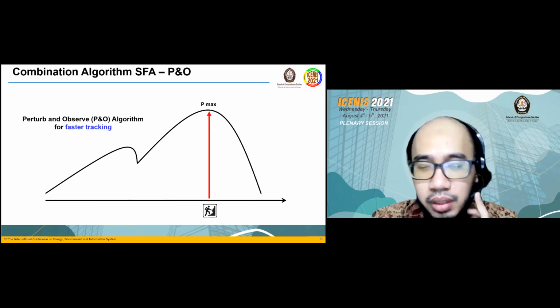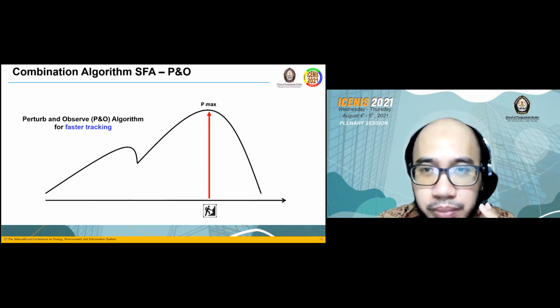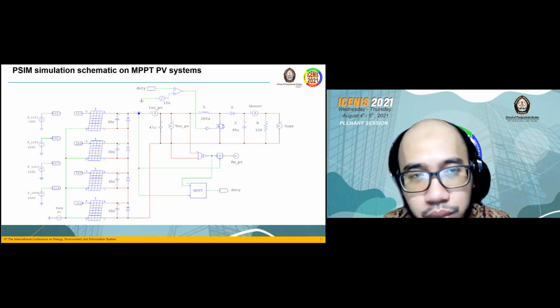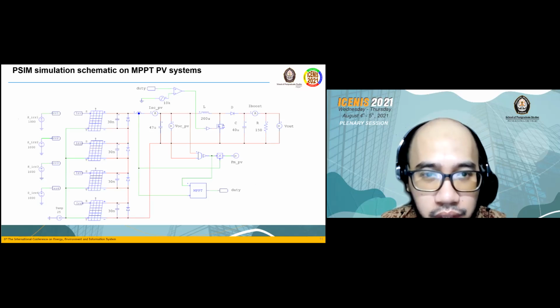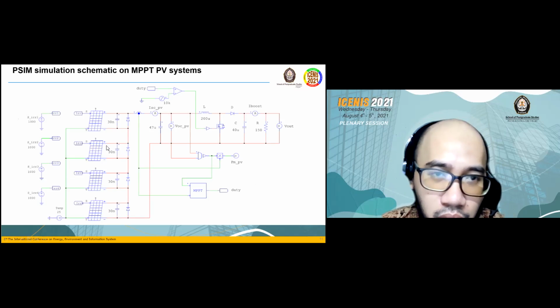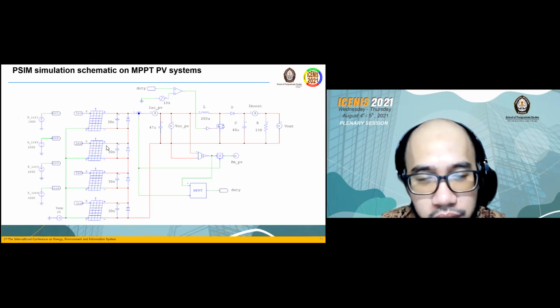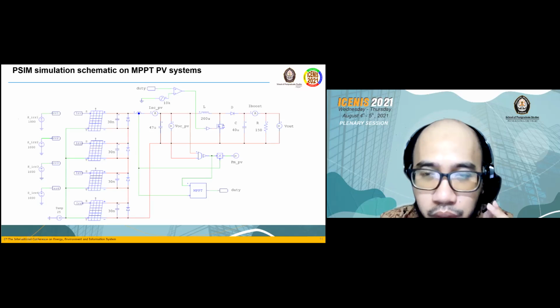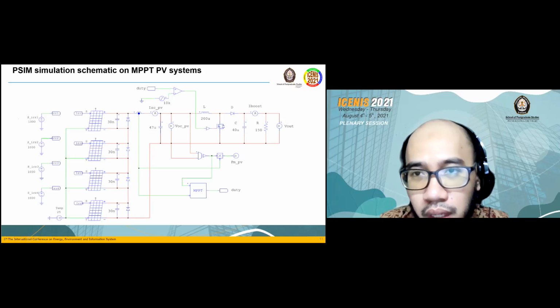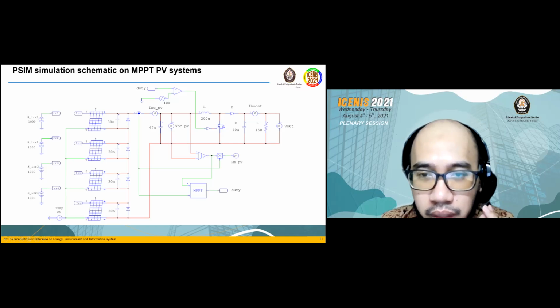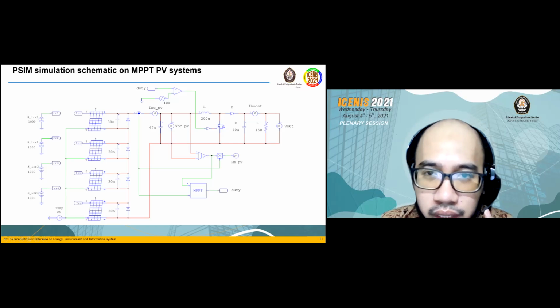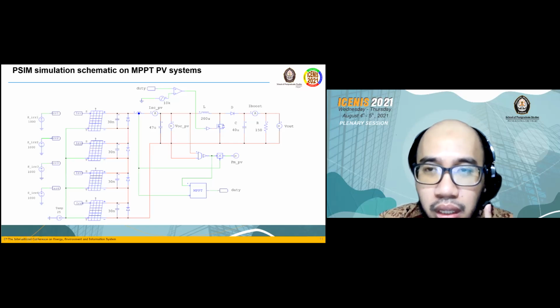And we got the power maximum. In this paper, I use PSIM simulation for the MPPT system. This has solar cells connected in series, and we control it using a boost converter to step up the voltage, and the MPPT uses direct duty cycle to control the boost converter itself.